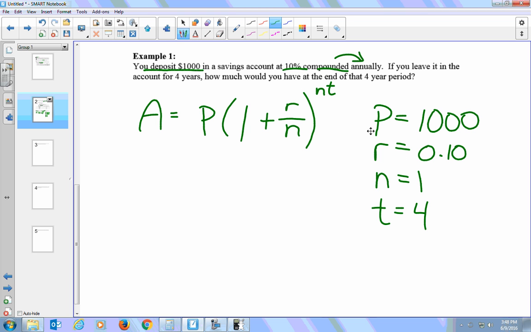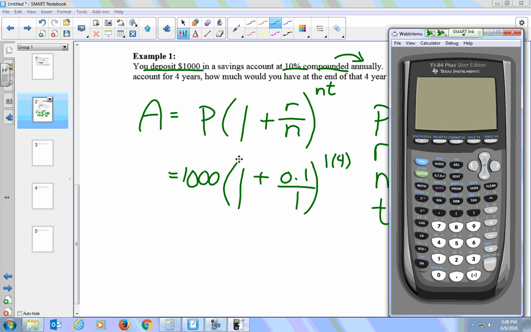So now all we have to do is take these amounts and plug them in for our variables. Our principal was 1,000, and then the 1 just stays the same, but our r can be written as 0.1. Our n was 1. And then up here we have our n was 1 times 4 years. Okay, now here's the key. If you're using the TI-84 calculator, you can enter this whole formula just as it is, and that's probably the easiest way to do it.